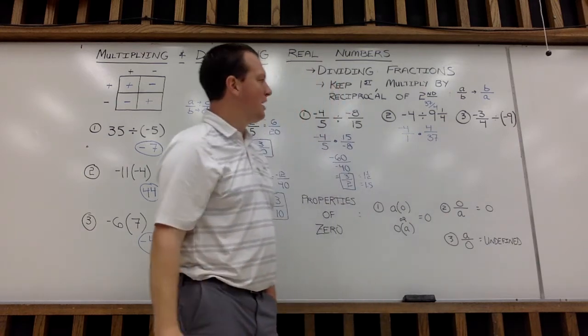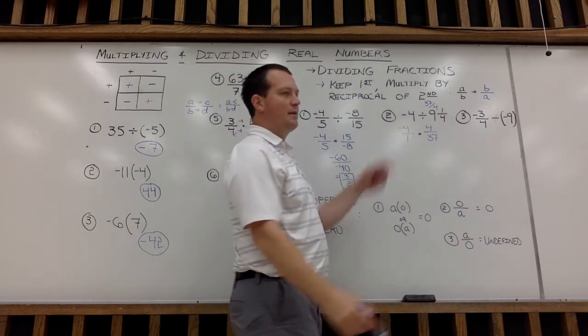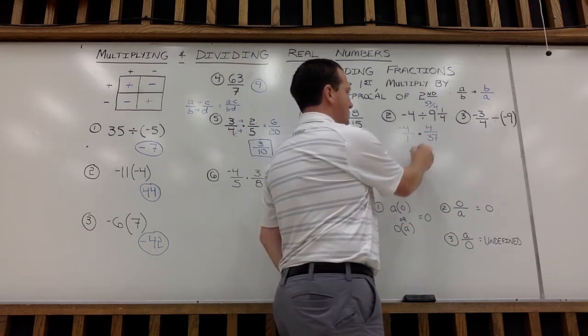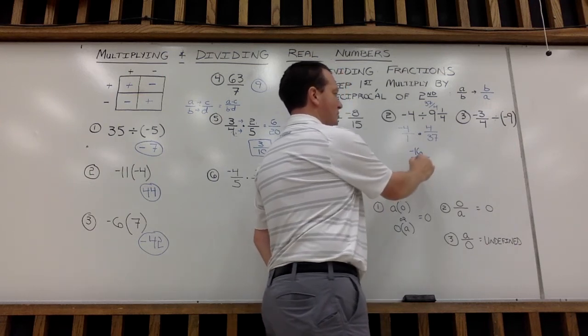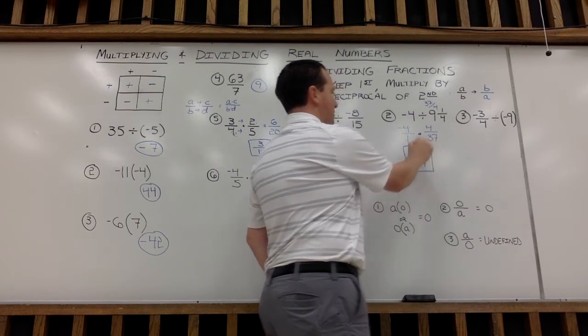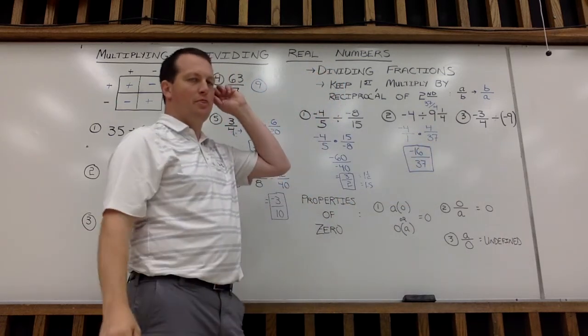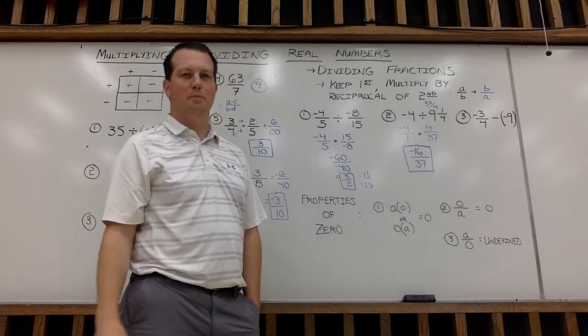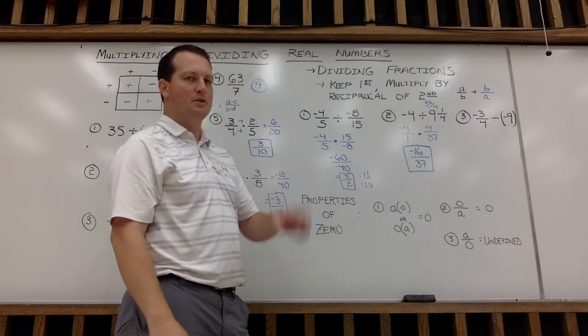I'm now going to multiply top times top: negative 4 times positive 4 is negative 16, over 1 times 37, 37. Nothing to reduce here. Negative 16 and 37 are what we call relatively prime. Their greatest common factor is 1.